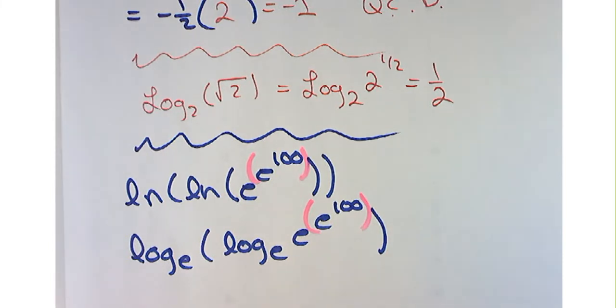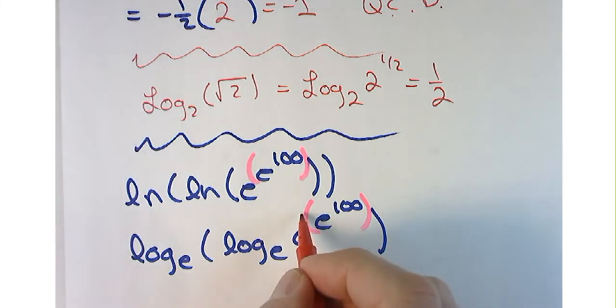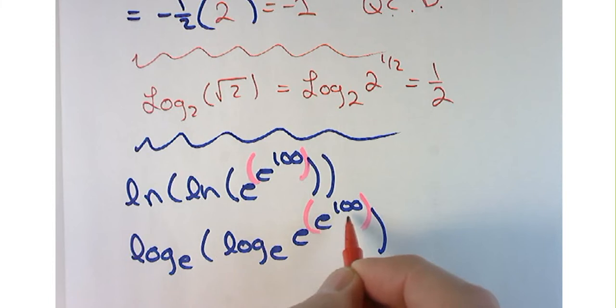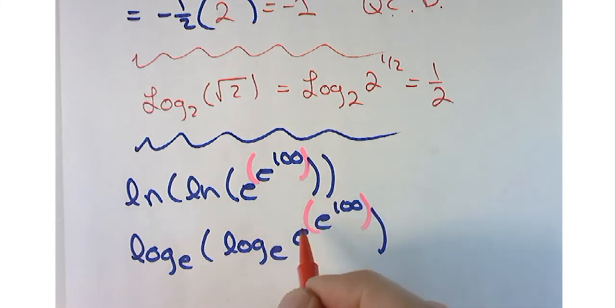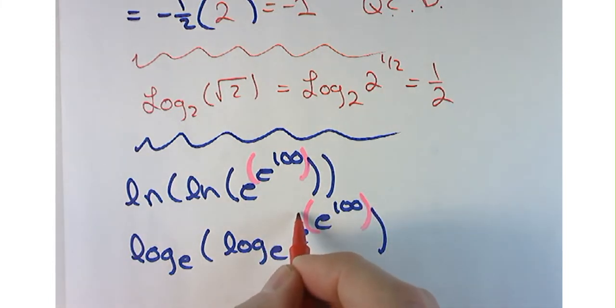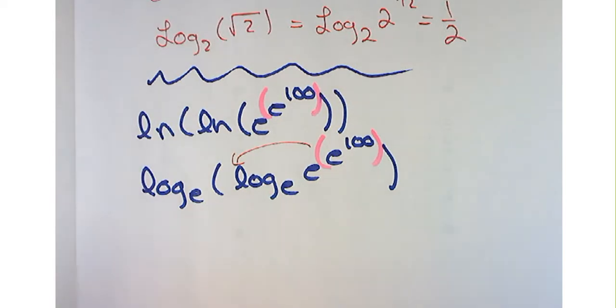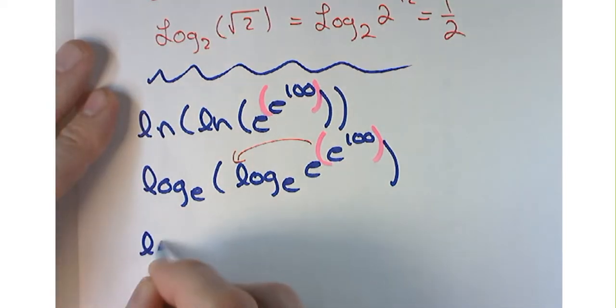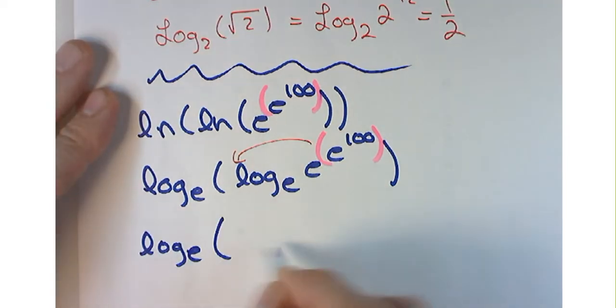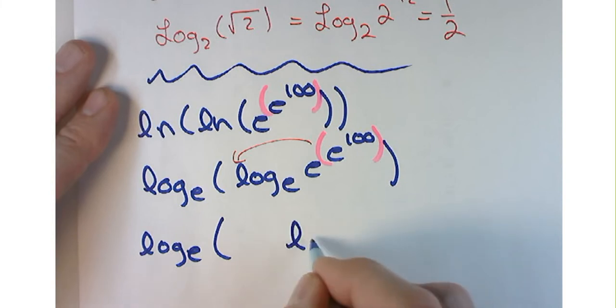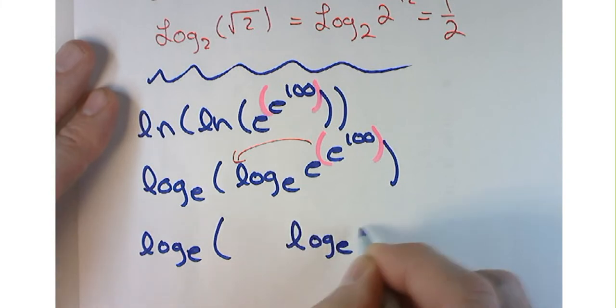This whole thing here in the parentheses, the pink parentheses, is an exponent. So I'm going to bring that out in front like this. So it's going to be log base e, log base e of e.